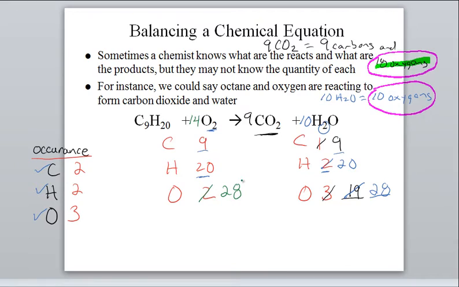This is our balanced chemical reaction. And what does it tell us? If we made a molecule-to-molecule relationship, for every one nonane, there's 14 oxygens that react.